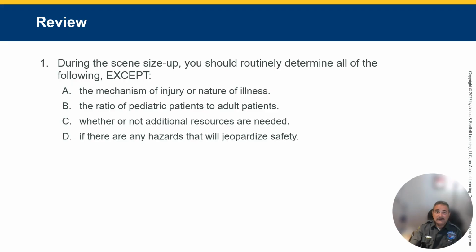All right, let's do the review. Real quick, we're going to go over this. I know we've gone for quite a while, a little over 2 hours now, but let's go ahead and knock this out. During the scene size-up, you should routinely determine all of the following except. Notice they've used this big word, except. So there is one in there that is absolutely wrong. The rest of them you're going to do. What do you think the exception is?